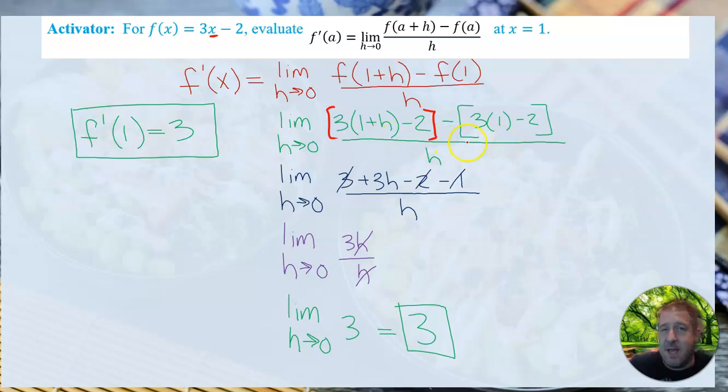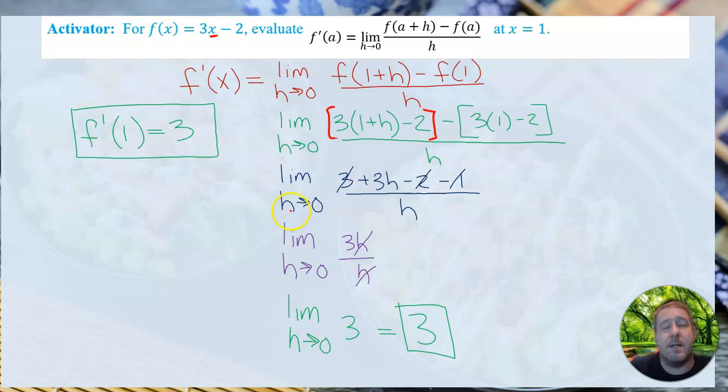Now it just takes a bunch of algebra work. I distribute here, and it looks like I distribute here. That simplifies down to this once I've subtracted it. I know I did multiple steps at once. Then I can cross out this, and this is minus 3, this is positive 3. They cancel each other out. We're left with just 3h over h.